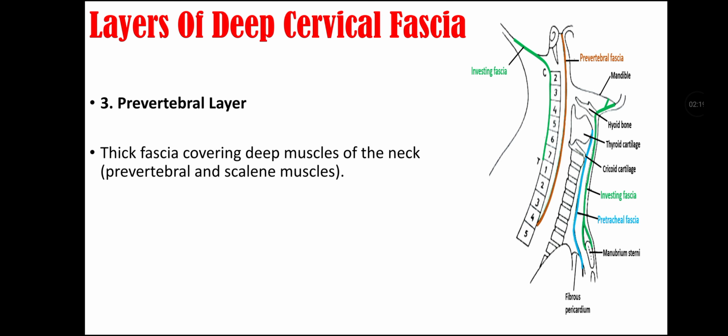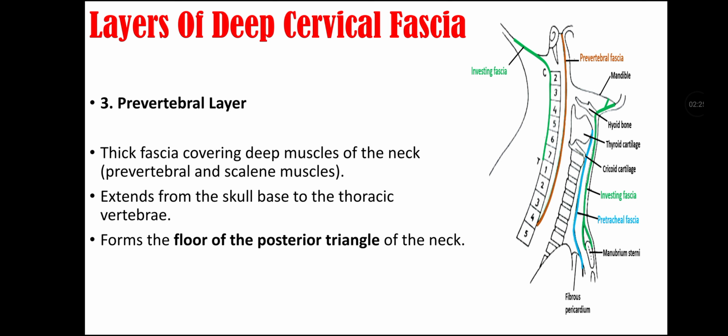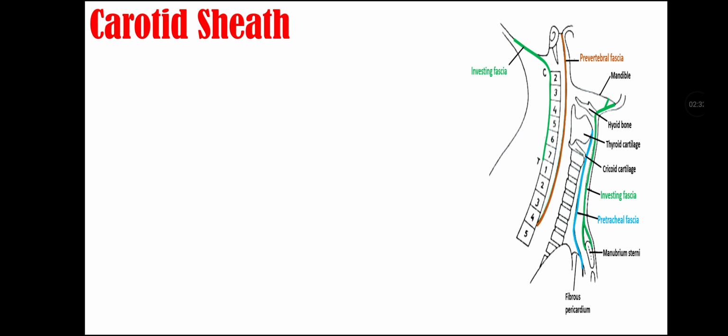Third layer of deep cervical fascia is prevertebral layer, that is thick fascia that covers deep muscles of the neck. They include prevertebral and scalene muscles. It extends from skull base to thoracic vertebra. It forms the floor of the posterior triangle of the neck. It creates the axillary sheath for brachial plexus and subclavian artery.